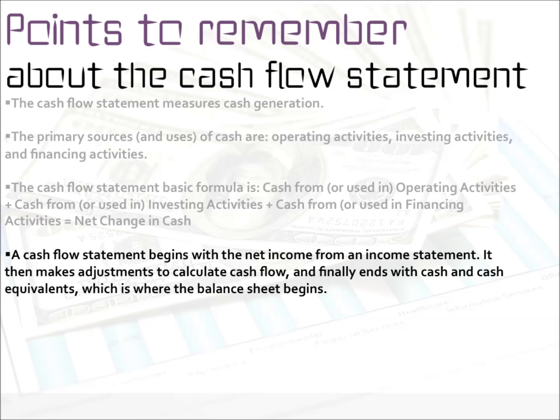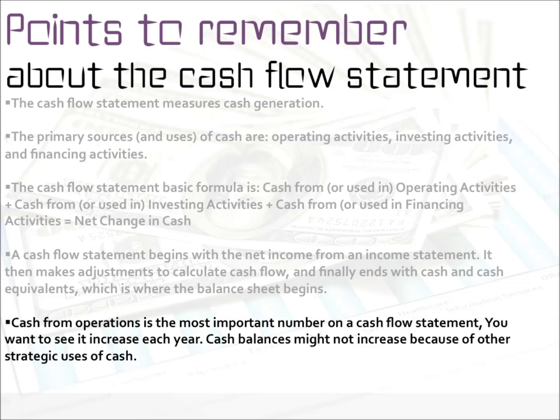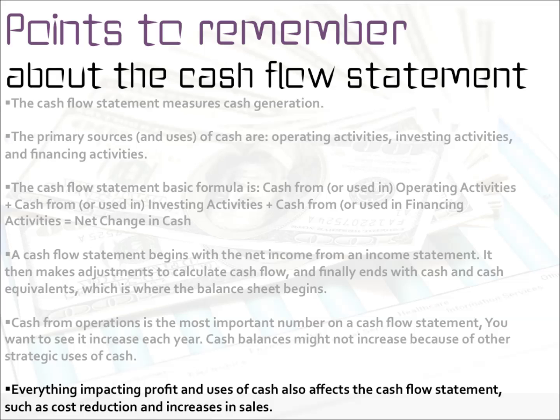A cash flow statement begins with the net income from an income statement. It then makes adjustments to calculate cash flow, and finally ends with cash and cash equivalents, which is where the balance sheet begins. Cash from operations is the most important number on a cash flow statement. You want to see it increase each year. Cash balances might not increase because of other strategic uses of cash. Everything impacting profit and uses of cash also affects the cash flow statement, such as cost reductions and increases in sales.